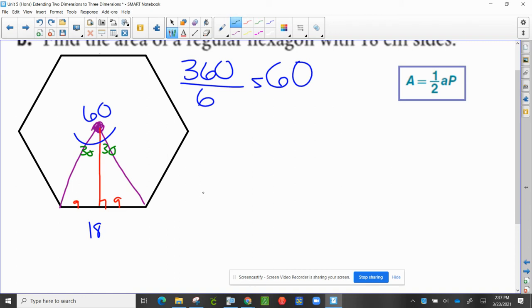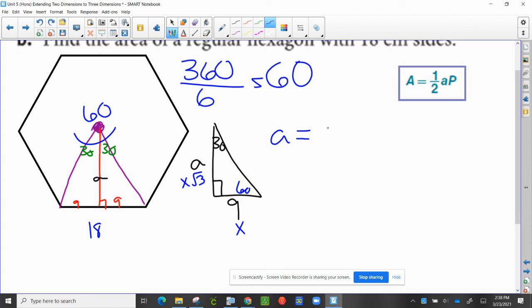Okay, so let's see, our right triangle now. We know our apothem is our height here. We know this is 9. We know this is 30. So we can either use trig again if you want, or because this is a 30, 60, 90 triangle, we can use the relationships that we know about a 30, 60, 90. Remember, this is x, so this has to be x root 3. So our apothem here is 9 root 3.